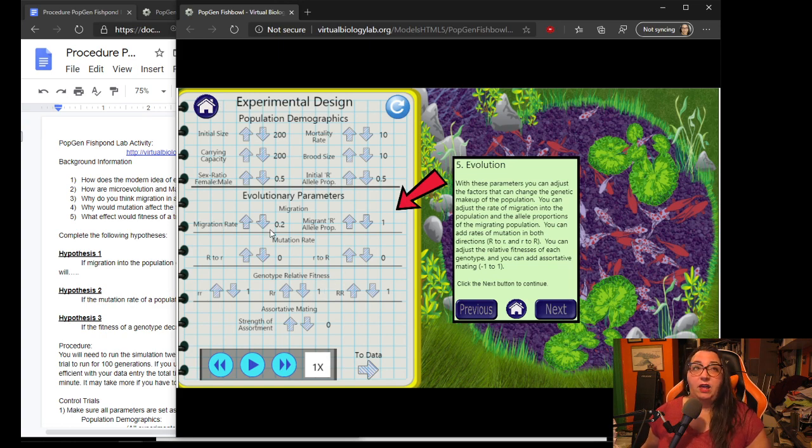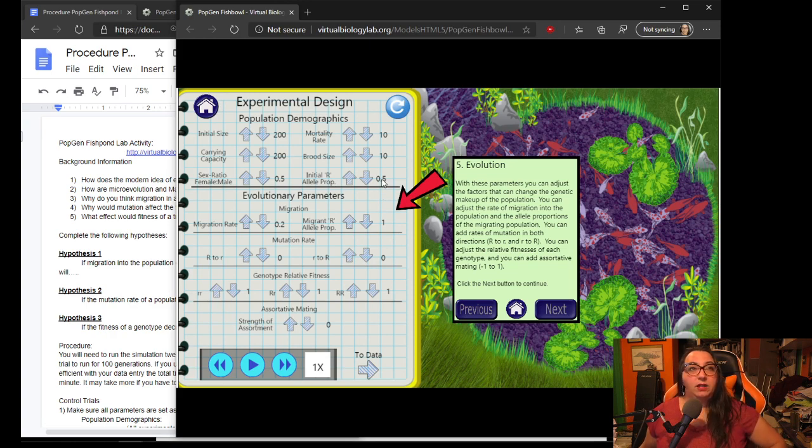Migration is exactly how many fish swim into the pond. You see that there's a little river that comes to the pond, and the fish will come in through there. And then we get to determine what the fish look like based on the alleles that they have. We can control the dominant phenotype that's here. Mutation rate is the dominant mutating to the recessive mutating to the dominant. We get a little bit of control over that.